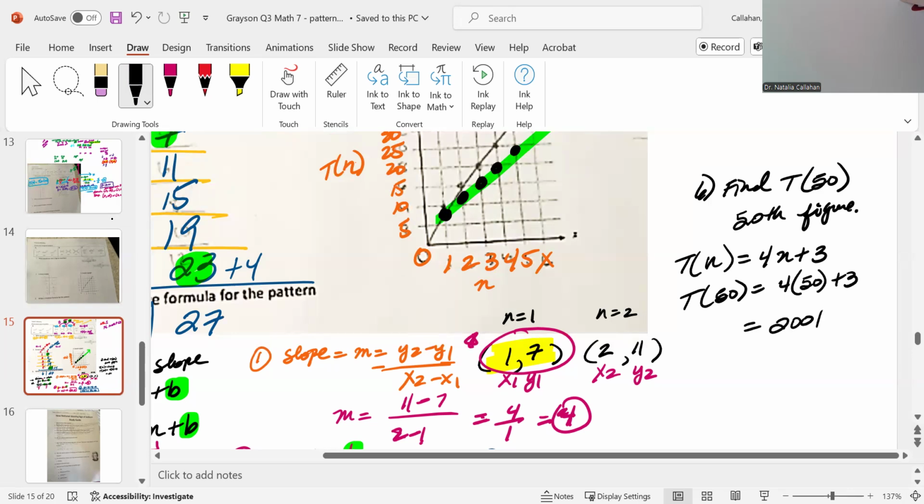What is that going to be? Yeah, 203. 203. Okay, and that's your answer, right? Okay, let's go on to the next one. We did the second one. Let's go ahead and do the first one.